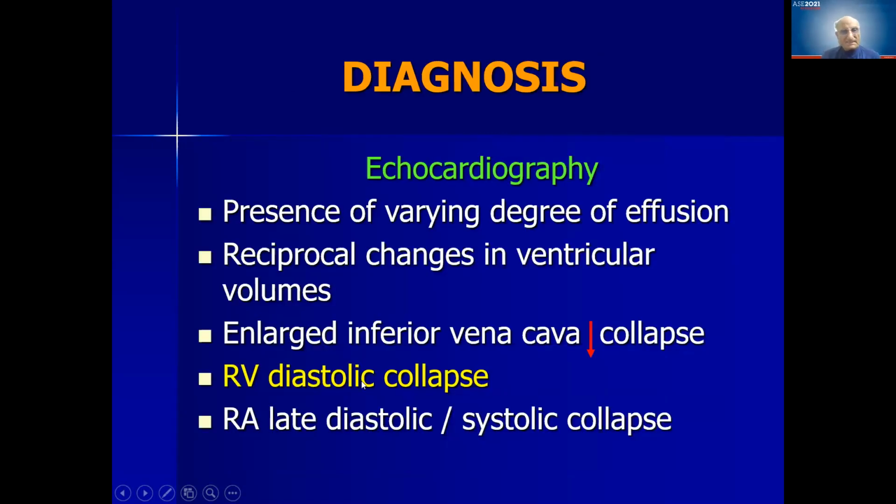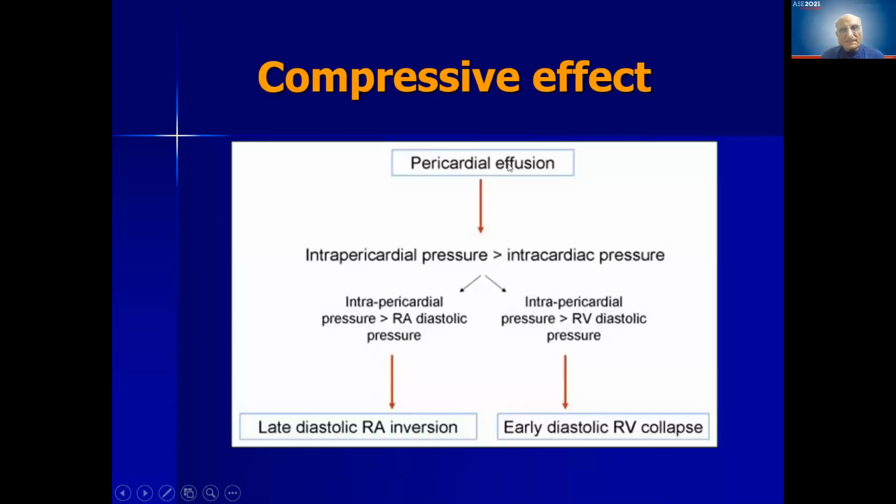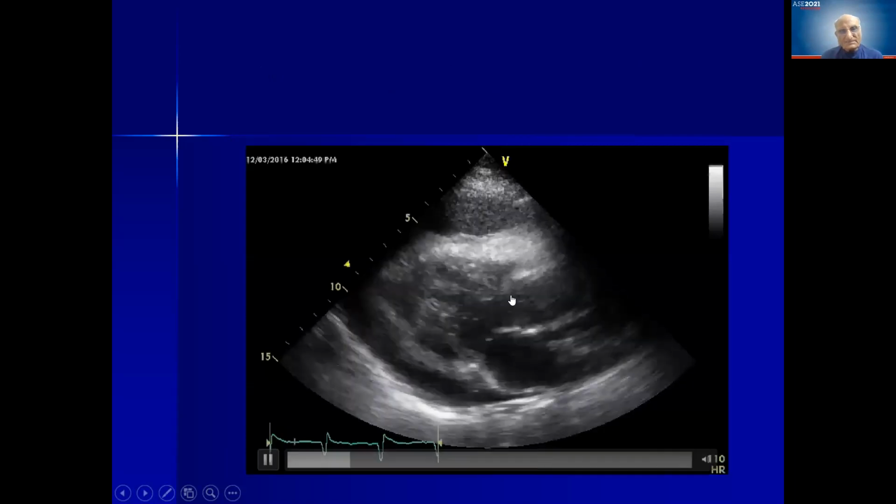Then there is what is known as RV diastolic collapse. Now why? In pericardial effusion, I told you that the intrapericardial pressure becomes more than the intracardiac pressure. And a chamber is compressed when its pressure is least. So when the RV early diastolic pressure is least, the intrapericardial pressure produces a collapse of the right ventricle, which is known as an early diastolic RV collapse. And the same thing happens on the right atrial side because its pressure is least during late diastole or even in systole. So whenever a chamber has the least pressure, it collapses because of this intrapericardial pressure.